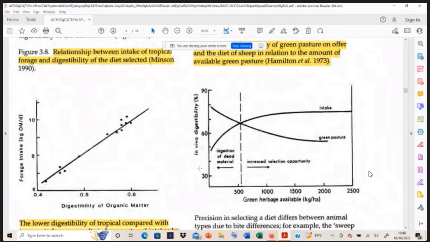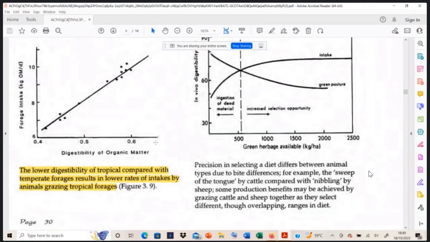Then if there is higher digestible organic matter in the forage, forage intake would also be increased in ruminants. At the initial stage, the intake would be increased for the green pastures, but it depends on the bolus size. Then if ingestion and dead matter is low, intake will be increased. If there is increased selection opportunity on the ground, then intake will be steady or lower. These simple figures you can estimate or describe yourself.